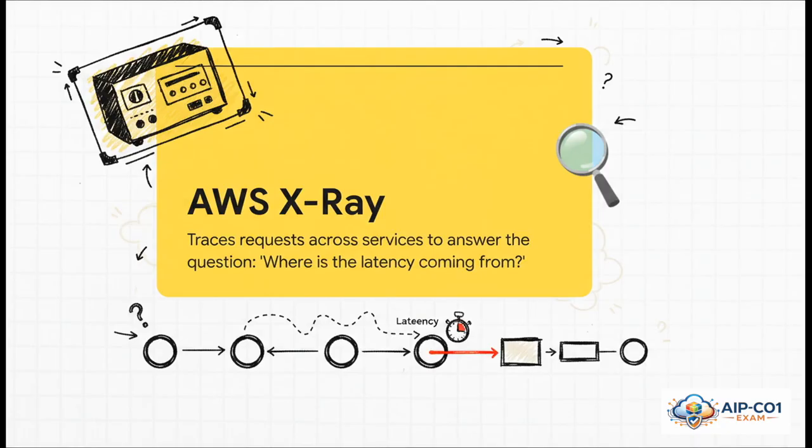So what happens when a request goes really wrong and you need to figure out why? Well, you need a black box recorder, and that is the perfect analogy for a tool like AWS X-Ray. It literally traces a single user request as it flows through every single service in your pipeline. So when you're pulling your hair out asking, where on earth do those extra 5 seconds of latency come from? X-Ray is the tool that gives you the definitive answer.